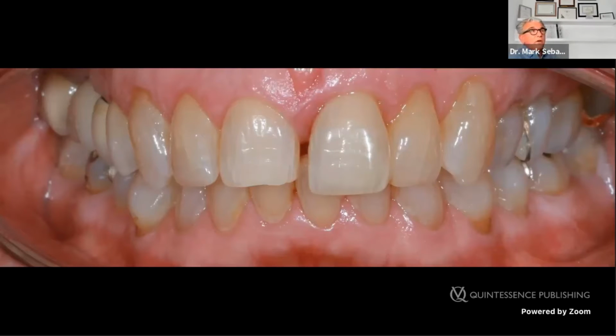So let's take a look inside. You can really see the different size of the centrals. One is really shortened. The central on the left side shows a little inflammation around the sulcus. It's a little bit reddened.